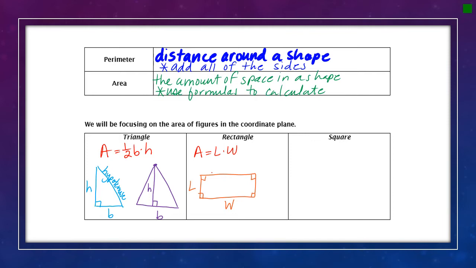The square formula is the same. The only catch is that the formula for a square looks the same, but your length and your width are actually the same. So I'm going to put a little star here. Since length and width are equal in a square, what it really means is that your area is actually whatever your side length is squared.